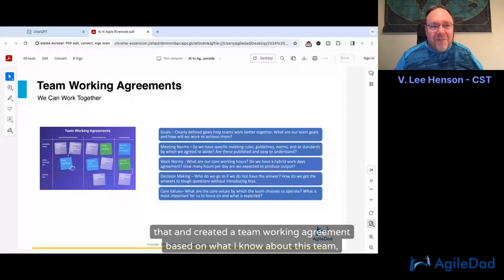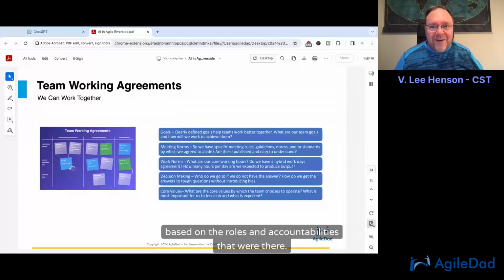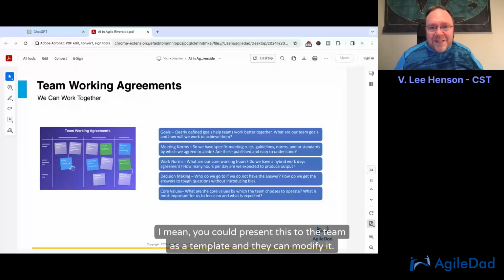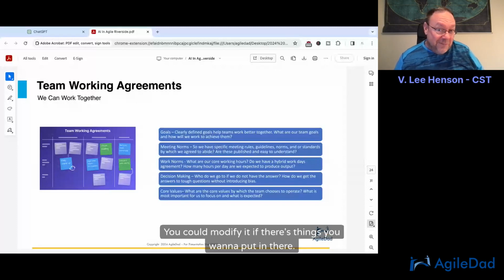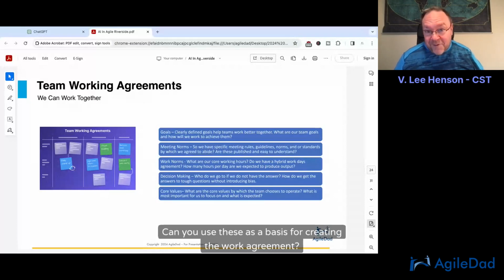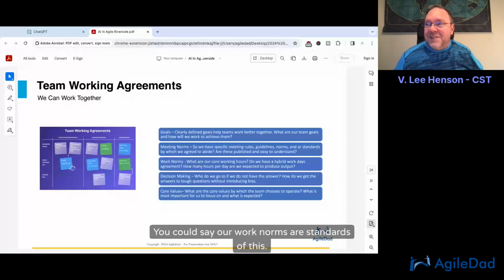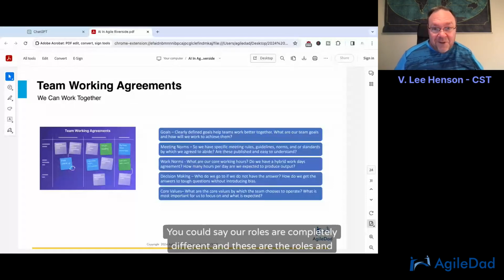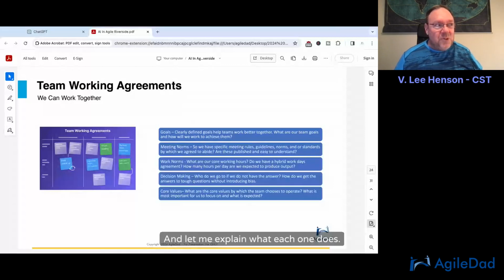So this is what I put a team working agreement should be, and Chat augmented that and created a team working agreement based on what I know about this team, based on the roles and accountabilities that were there. I don't know. I mean, you could present this to the team as a template and they can modify it. You could modify it if there's things you want to put in there. You could say, our meeting rules are typically this. Can you use these as a basis for creating the working agreement? You could say our work norms or standards are this. Our decision-making process is as follows. You could say our roles are completely different, and these are the roles and titles we use. And let me explain what each one does.